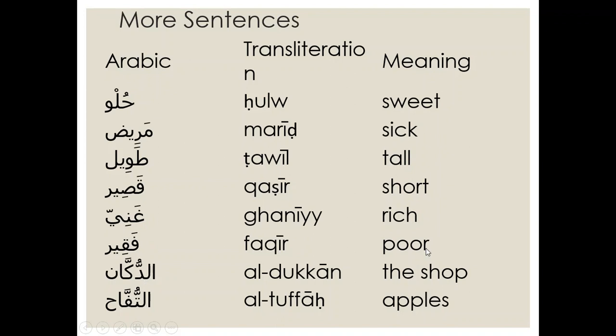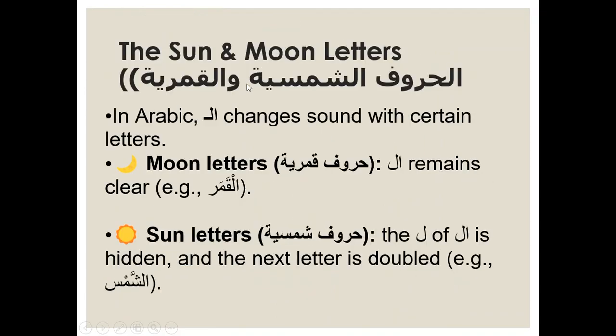الدكان, the shop. التفاح, the apple. Now we have the sun and the moon letters, الحروف الشمسية والحروف القمرية. In Arabic, like we started with learning alif and lam, whenever we see alif and lam in front of a word, it means the. Let's say al-kitabu, the book.